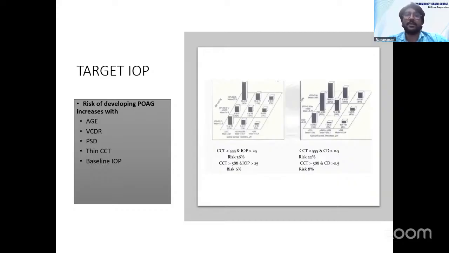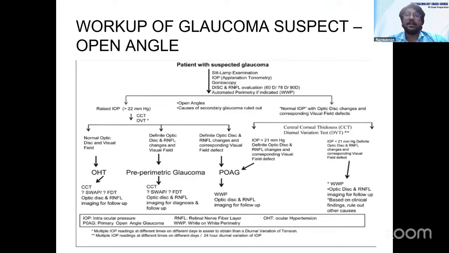I'd like to conclude finally with my last slide. If you're looking at a patient with suspected glaucoma, slit lamp examination, IOP measurement, and gonioscopy are essential. If there is a raised IOP, then you look at whether there are visual field changes or disc changes. If there are none, then it's ocular hypertension. If there are no visual field changes, then it is probably preperimetric glaucoma. And with visual field defects and RNFL defects, then you are looking at an open angle glaucoma. Always do a CCT in all cases, and before you come to a diagnosis of NTG, make sure you do a diurnal variation test. Thank you.